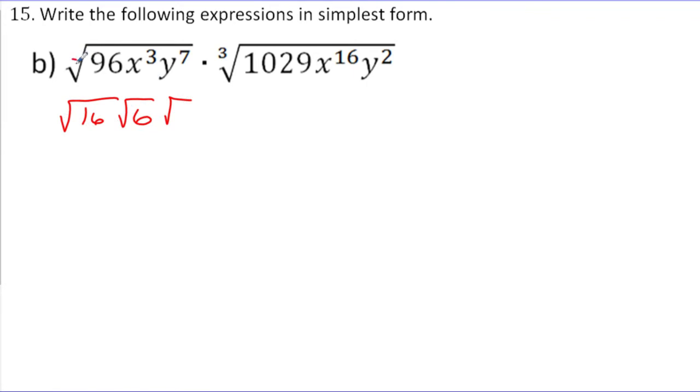And remember, for numbers that are indexed 2, we want multiples of 2. So I'm going to turn this into x squared and x. I'm going to do the same thing with y: y to the 6th and another y. I did that because this simplifies to 4. Remember, just divide the exponent by the index, that little 2 that's hiding out here. So this is just x to the 1.